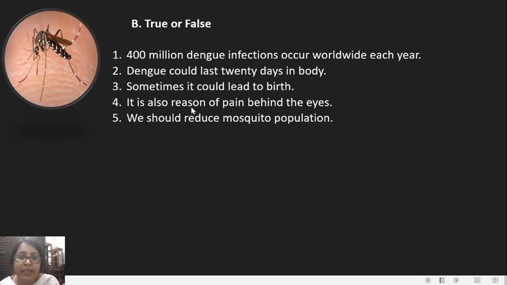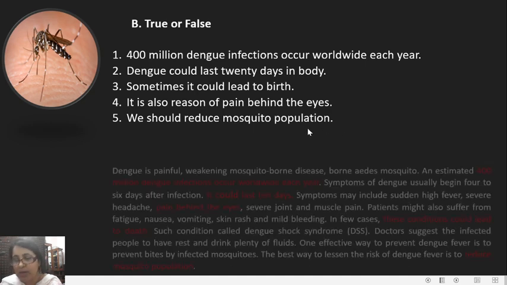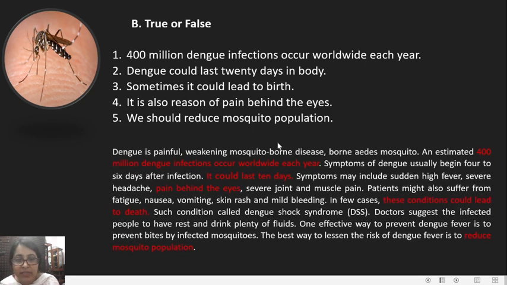Okay. It is also the reason of pain behind the eyes. So this is true. Okay. And last one, we should reduce mosquito population. Yes. This was the last line of our comprehension. So you can match now. Find out the sentence.